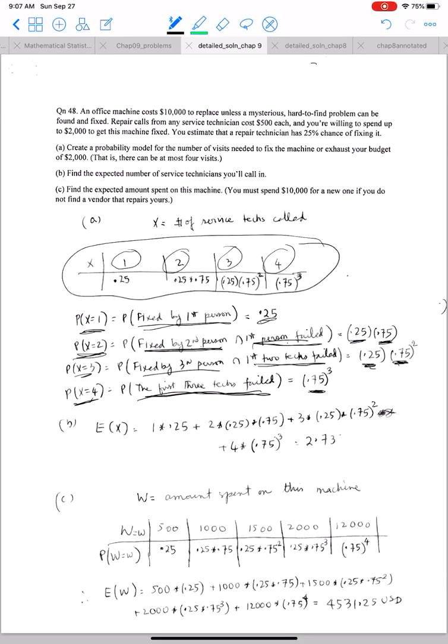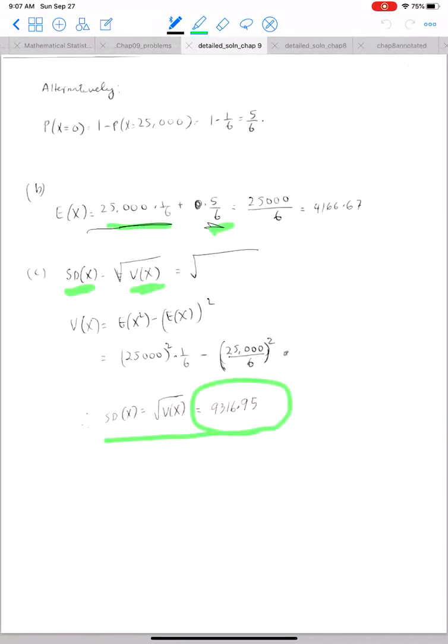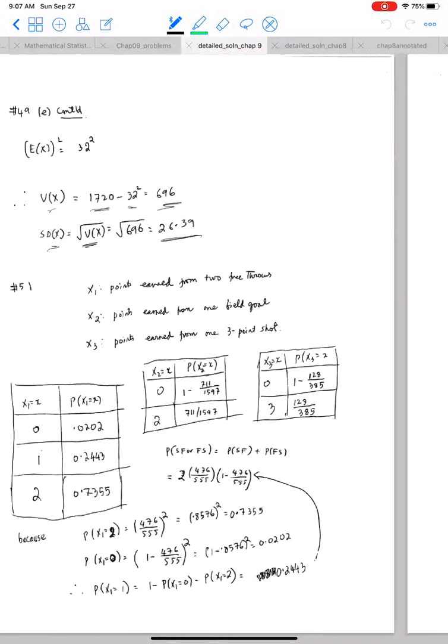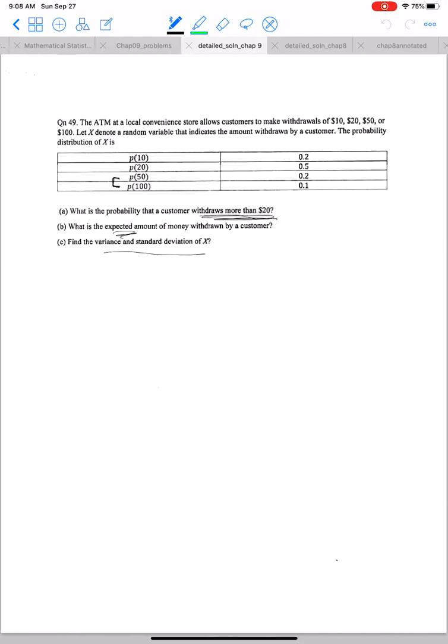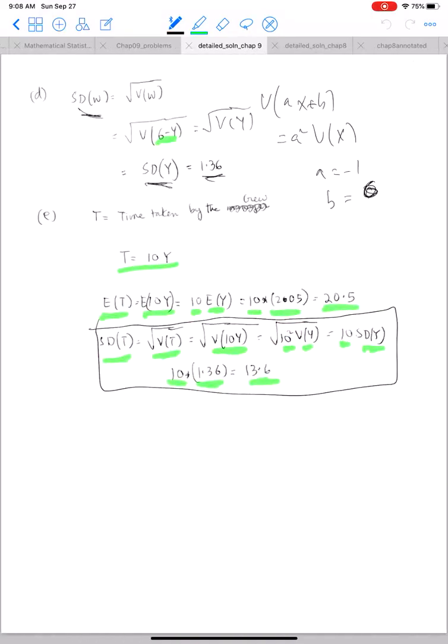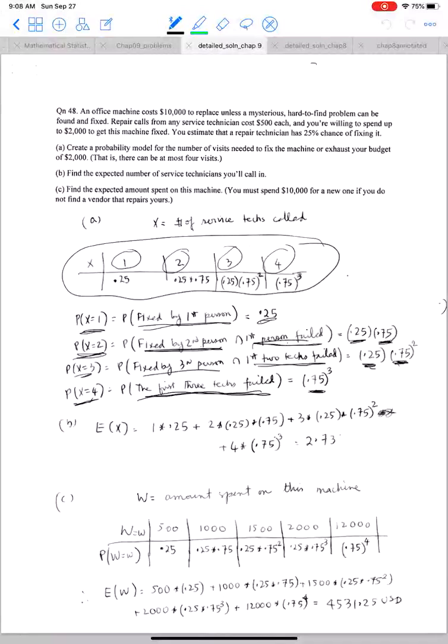Now I want you to see the similarity between this problem and the problem on the insurance policy, where we spoke about the number of clients visited. There, when we spoke about 3 clients visited, that was 0.9 times 0.9, which is 0.81. We did not care whether the third client actually bought or not. As long as the first 2 clients do not buy, we visit the third client. So we did not have to put in anything for the third client. Similarly, for this problem, we don't care if the fourth mechanic can fix the office machine. As long as the first 3 cannot fix it, we will need the fourth person. So it is 0.75 to the power of 3.